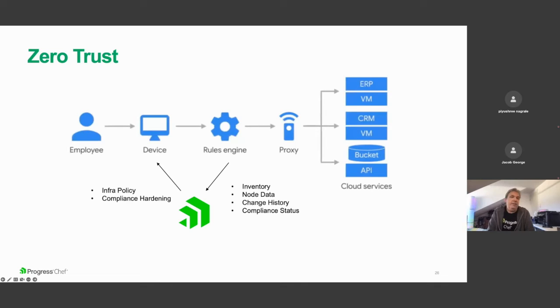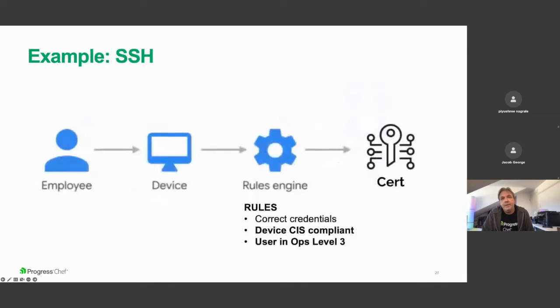So that's a zero trust way of implementing remote access to email. Okay, so what about another one? SSH. You need to have certs for SSH. So you need to have the rules engine to say, do we have the right credentials? Do we have the right user? Is the user able to access the cert? So again, all those zero trust things that we went through before.